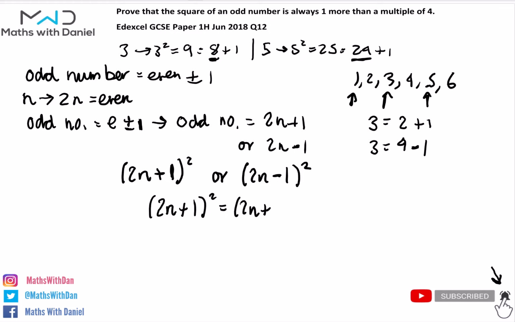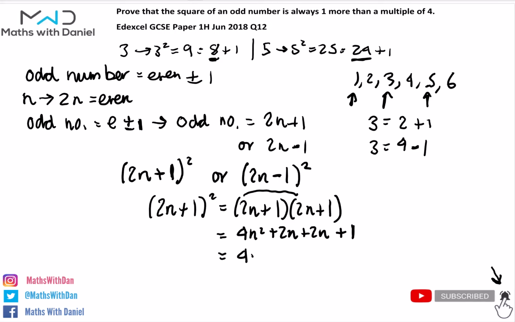2n plus 1 multiplied by itself, isn't it? So it'll be 2n plus 1 twice, like that. And now you just need to expand the brackets. I'm going to do it underneath here. The first term, 2n times 2n, will give me 4n squared. 2n times 1 will give me 2n. 1 times 2n will give me another 2n. And then 1 times 1 is just 1. This simplifies to 4n squared plus 4n plus 1.